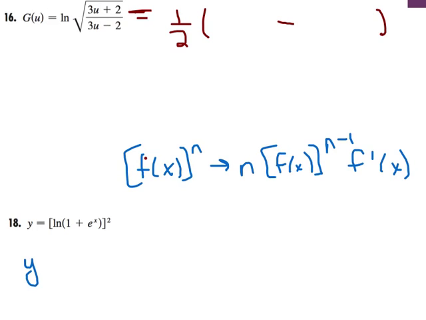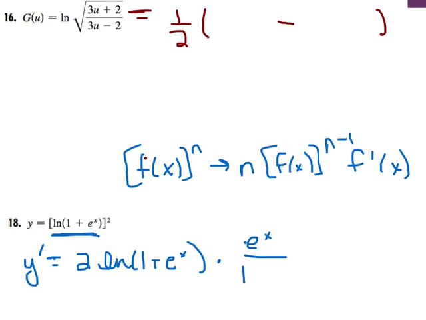Alright, so maybe I'll just start this again. y prime is the 2 times the natural log of this to the 1 less power times the derivative of the natural log of this. Well, the derivative of the natural log of u is u prime over u. So it was really quite simple, right? Again, here's your n times the function to the 1 less power, it's to the first, times the derivative of the function, which is u prime over u.